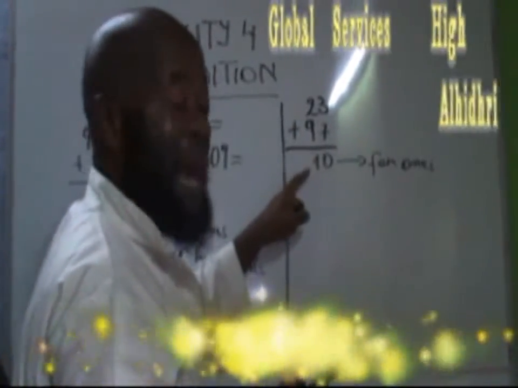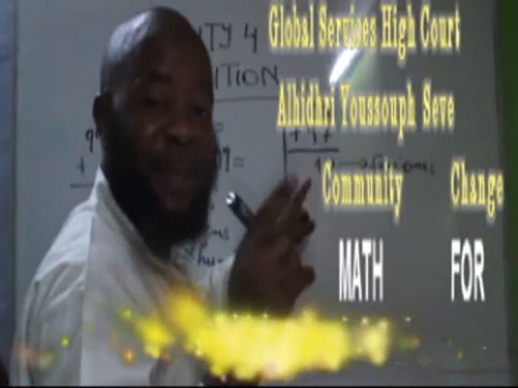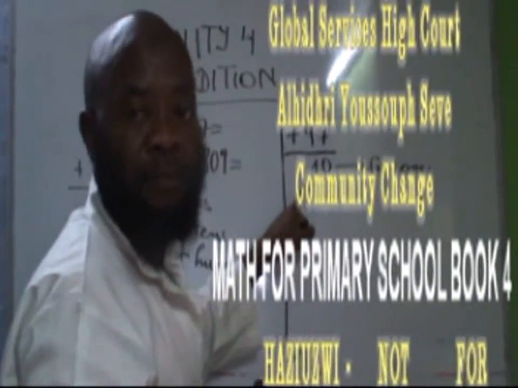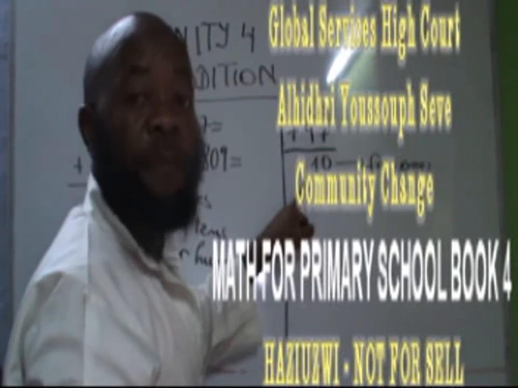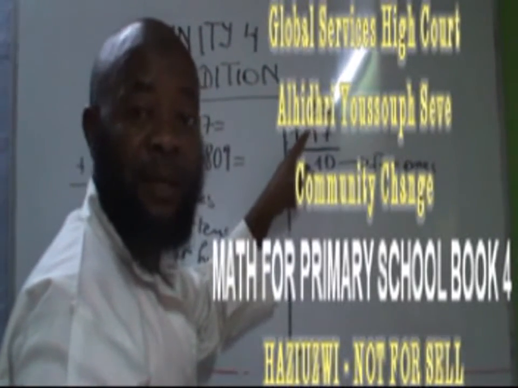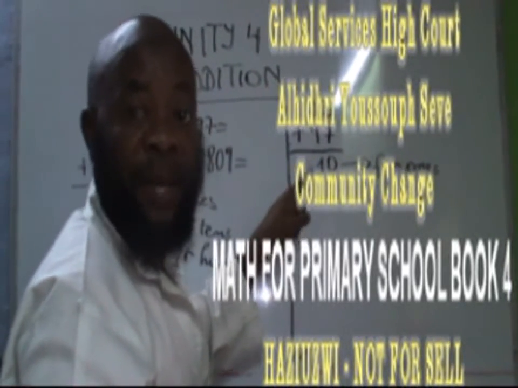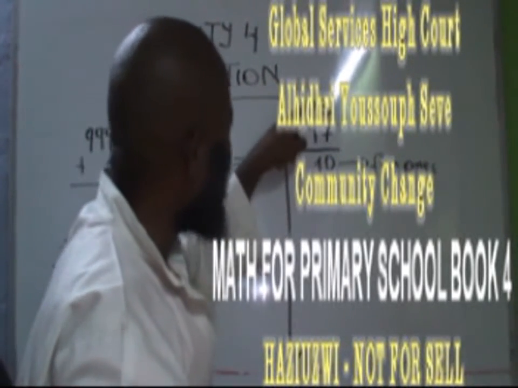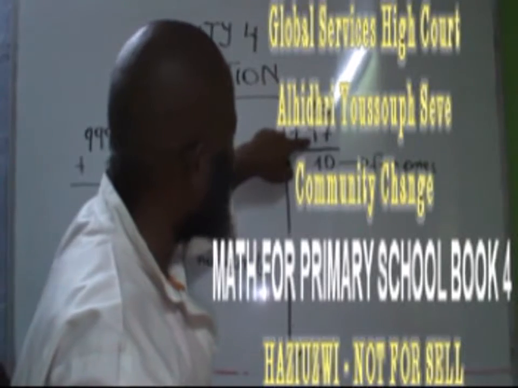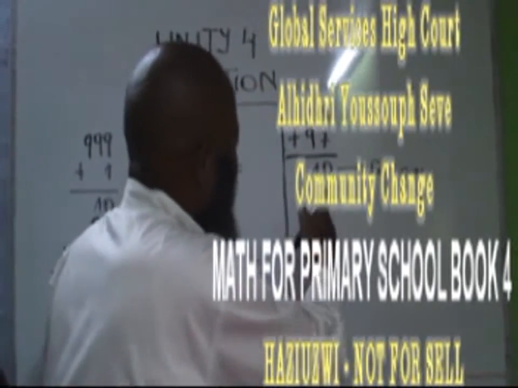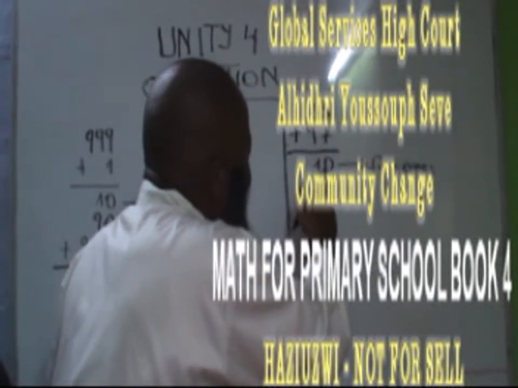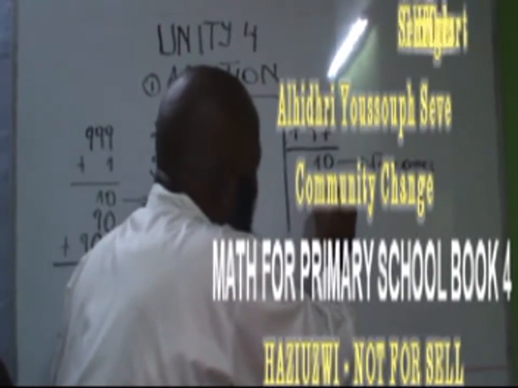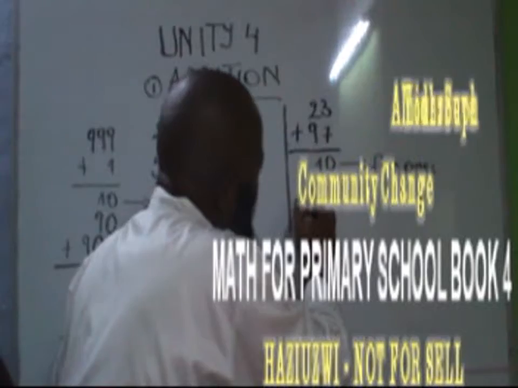When notifying our result, we must begin from the ones value, because the result belongs to the ones value. We say 2 plus 9 is equal to 11, and we know that this is our ones value. So let us begin here.